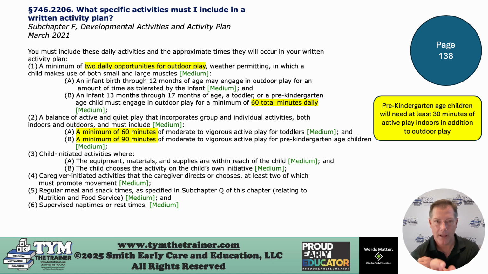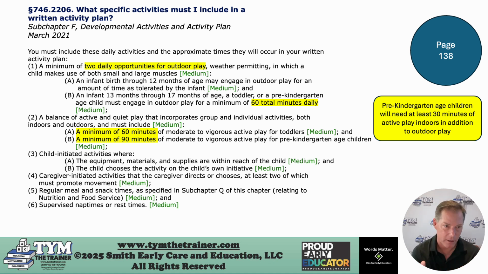So if y'all notice, 60 minutes outside, but 90 minutes is what's required. So that means you're going to have to plan on your activity plan for your pre-kindergarten age children another 30 minutes of moderate to vigorous active play indoors, in addition to the 60 minutes of outdoor time. This is where people get a little bit confused. And remember, a pre-kindergarten age child is defined as 3-year-olds, 4-year-olds, and 5-year-olds that have not started public school yet. So make sure you're planning that.